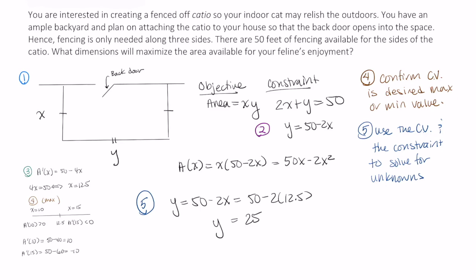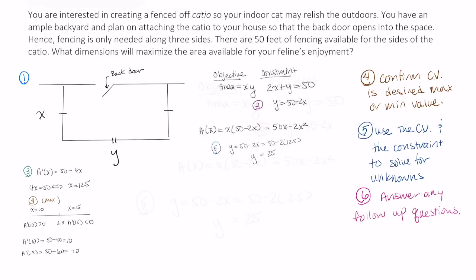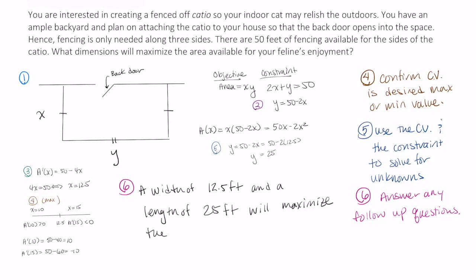Finally, we can move on to the very last step, step 6, and that is answer any follow-up questions. So here is step 6, and the follow-up question is, what dimensions will maximize the area available for our feline's enjoyment? So the dimensions would be a width of 12.5 feet and a length of 25 feet will maximize the area of the catio.